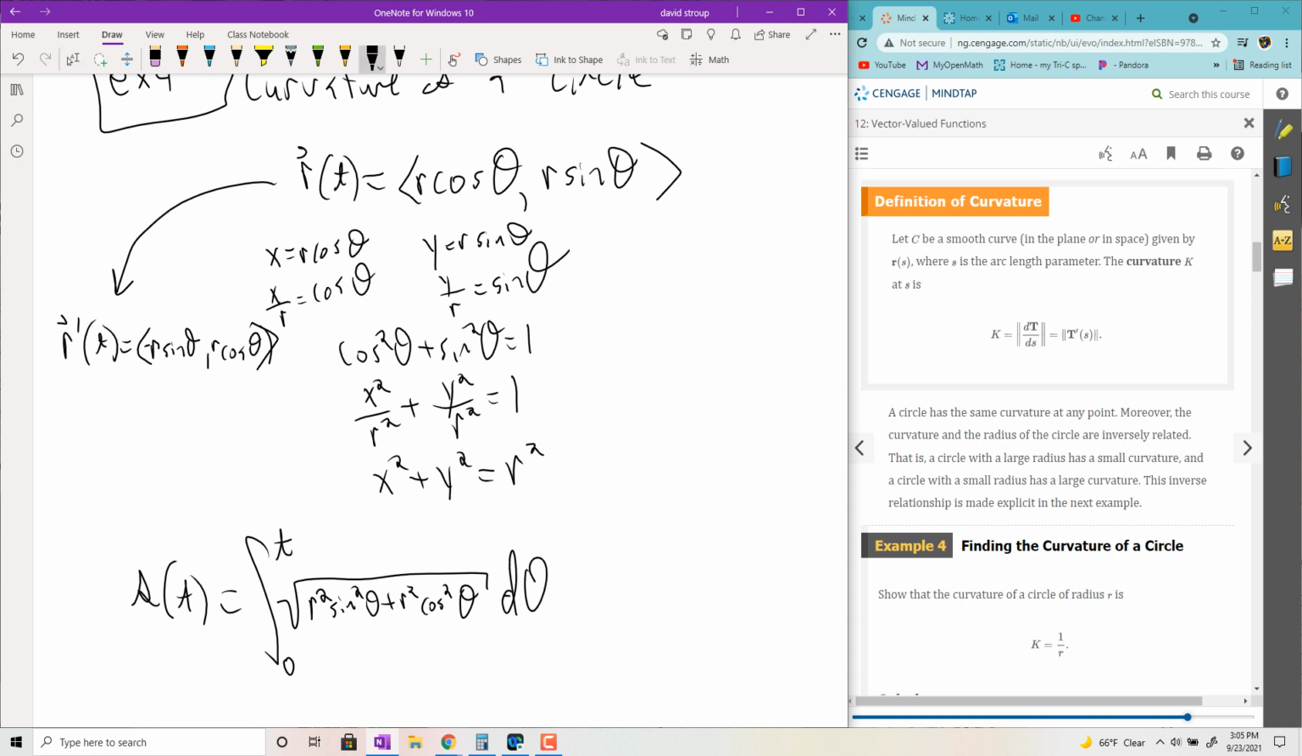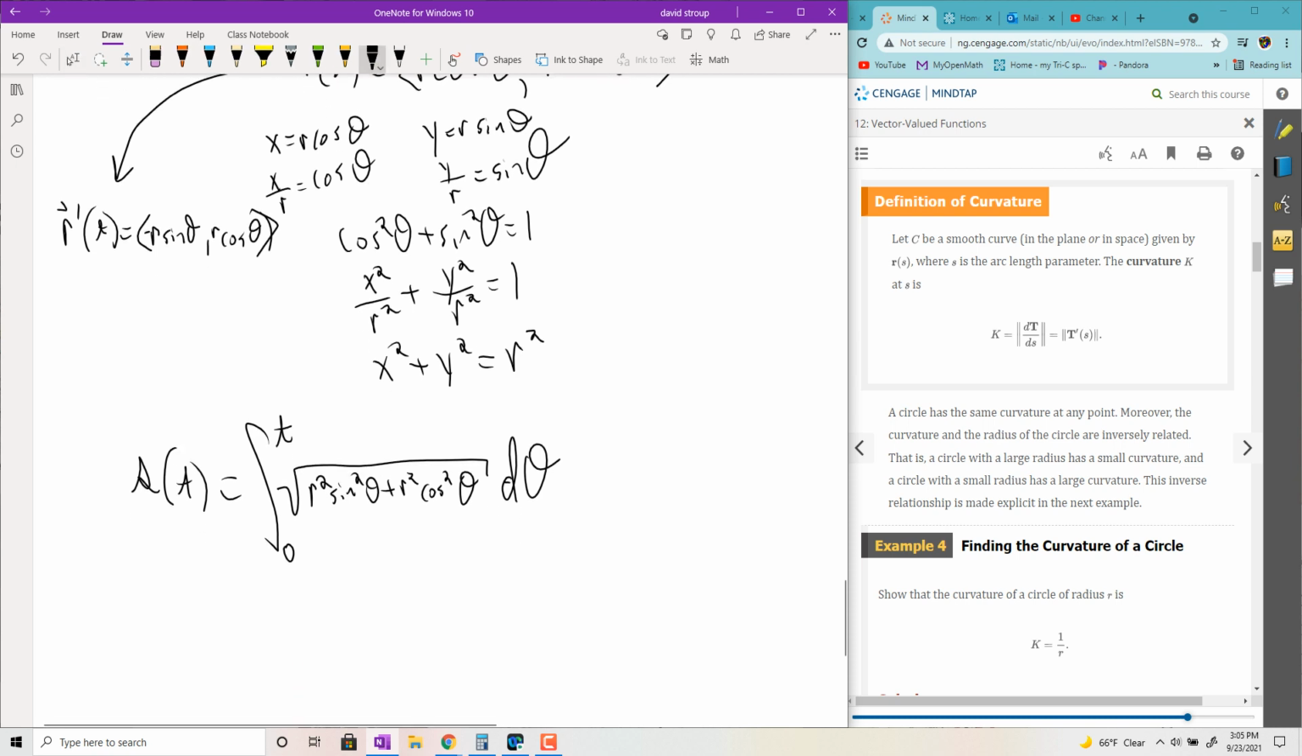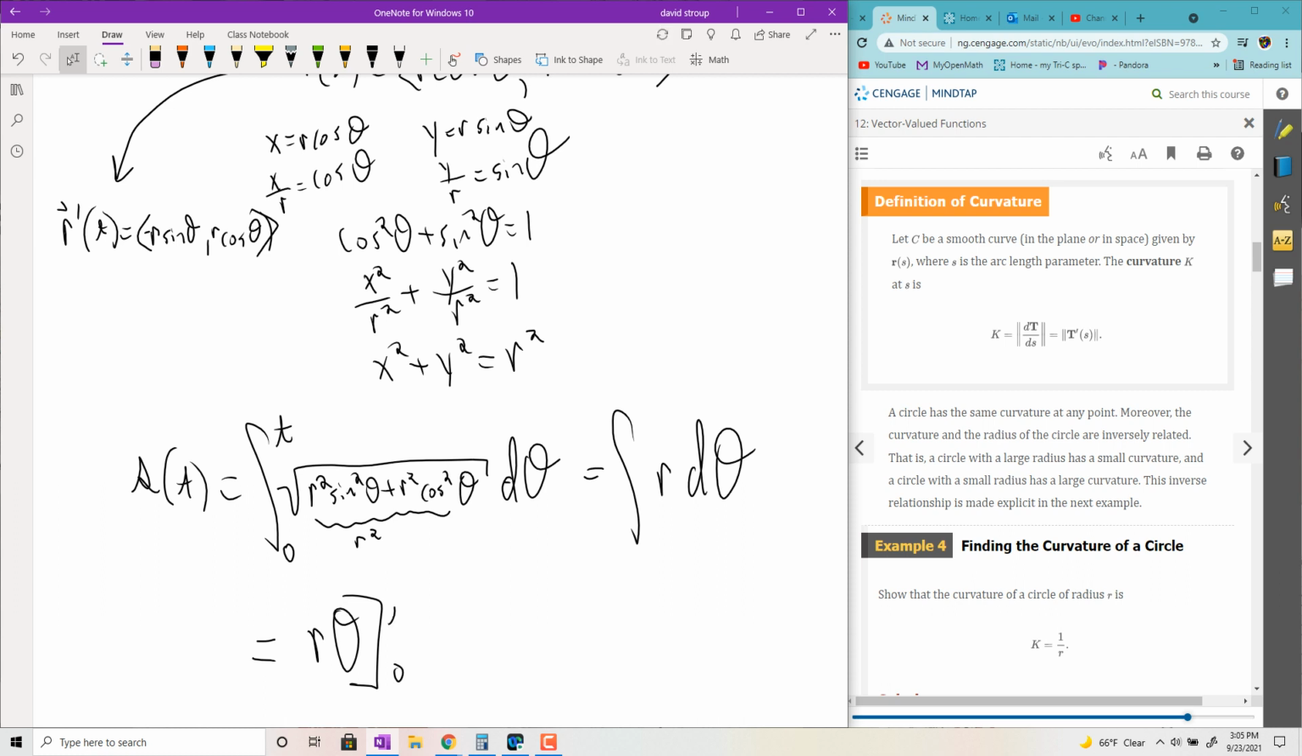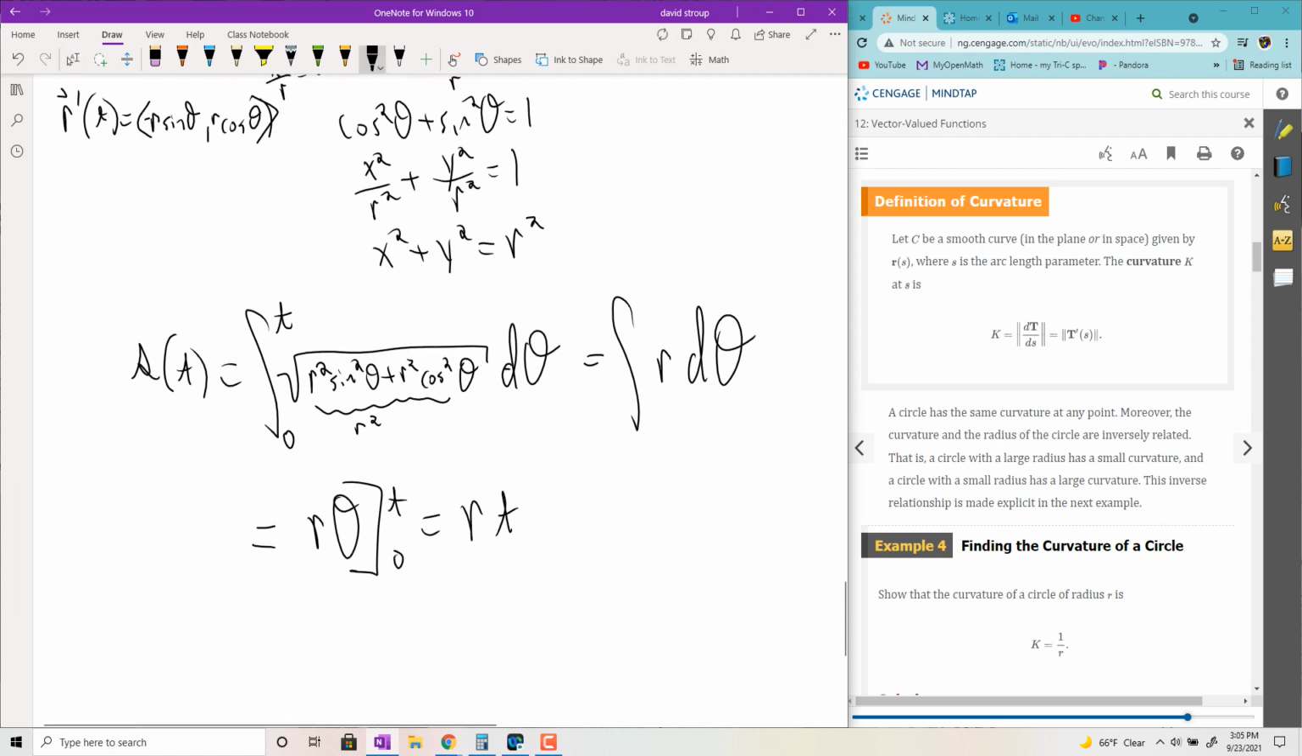I guess d theta, we don't really need a different variable. This material here would just end up being r squared, right? Because you can factor out the r squared, you get sine squared plus cosine squared, that's 1, and then you take the square root of r squared and you just get r d theta. And then integrate that with respect to theta, you get r theta, evaluate from 0 to t, that will just be rt. So you can always rewrite this formula, s of t equals rt.